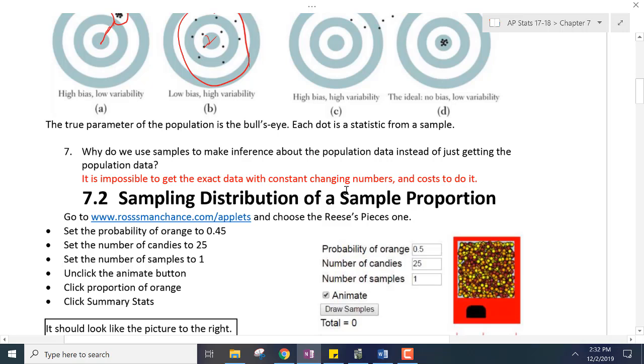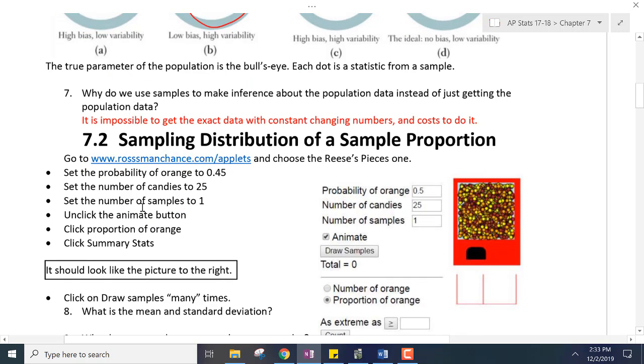Why do we use samples to make inference about the population data instead of just getting the population data? Well, sometimes it's impossible. You can't get the exact data. Numbers are changing, it costs a lot, people lied, whatever. A lot of different things is why we don't do that.